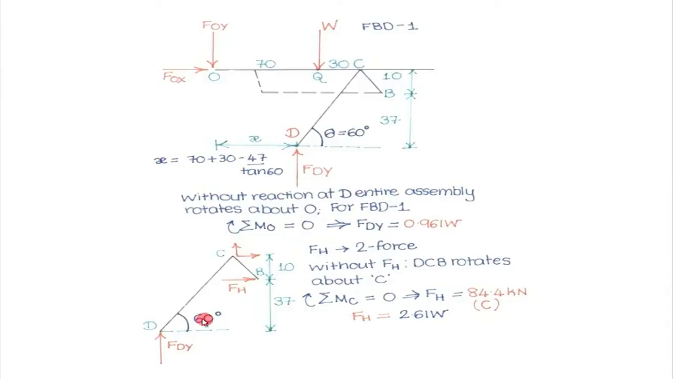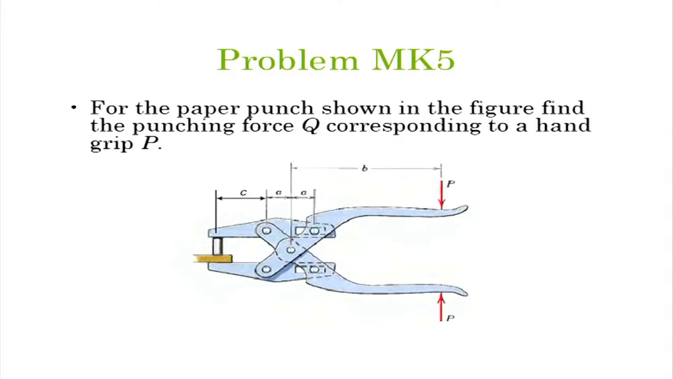And then for this member, number of unknowns 1, 2, 3, we don't care about these reactions. So for this free body diagram, we take moment balance about point C and immediately find out what is the force in the hydraulic cylinder. So this is a typical problem that involves the hydraulic cylinder.